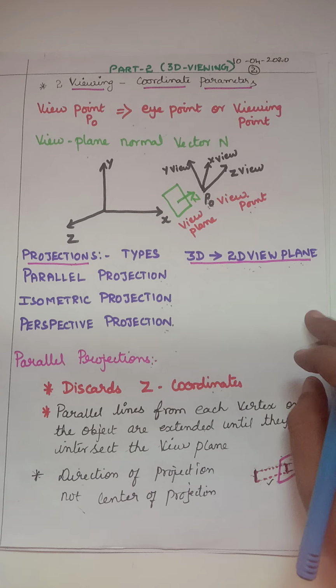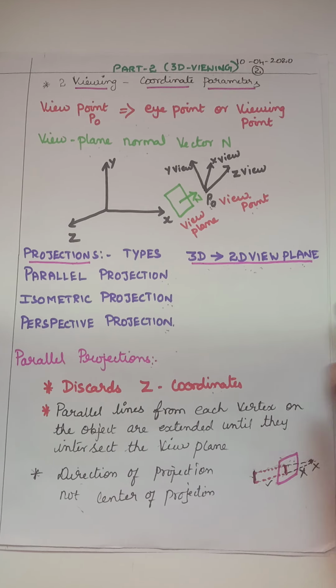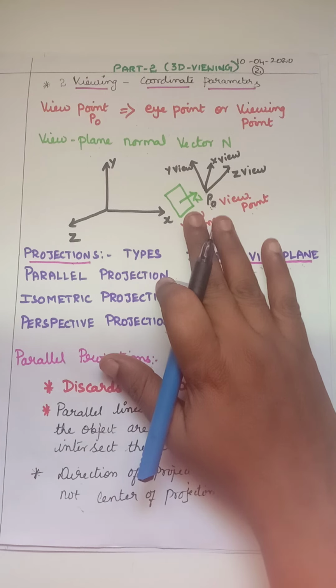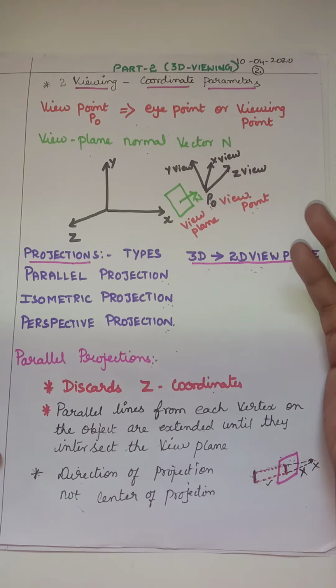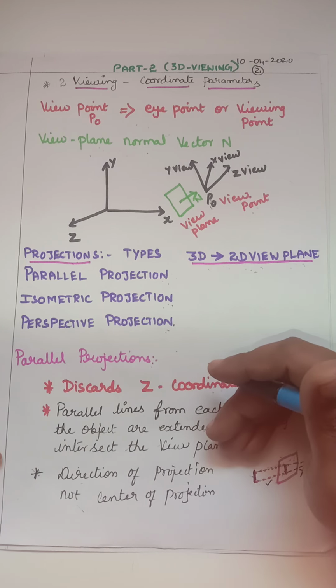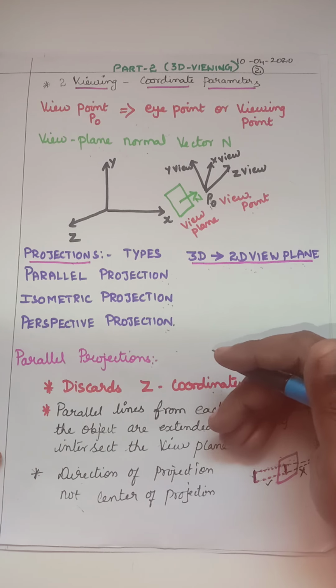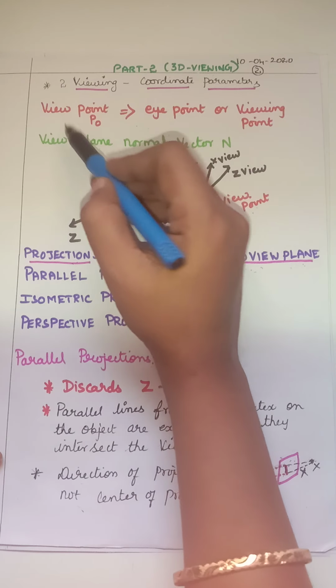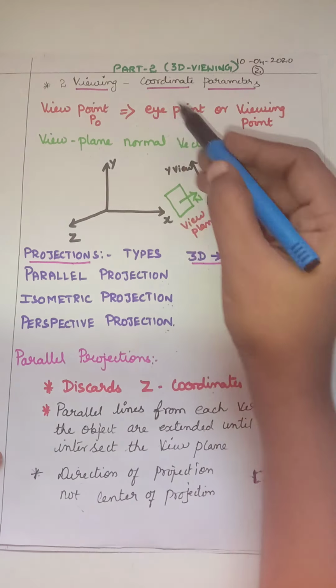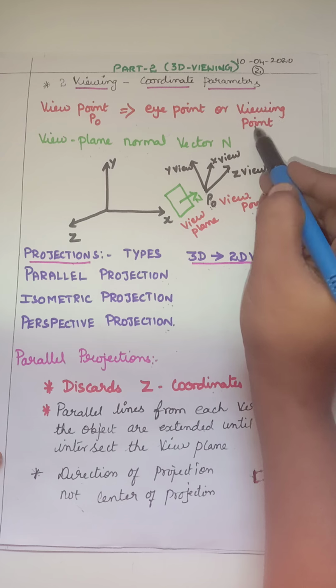In this session, we are going to have an extension of part 1 video called 3D viewing into part 2. In this video part 2, we are going to see what projections are and the different types of projections. Before getting into the topic, we must know the important viewing coordinate parameters. There are two important viewing coordinate parameters: viewpoint and viewplane. Viewpoint is the eye point or viewing point.